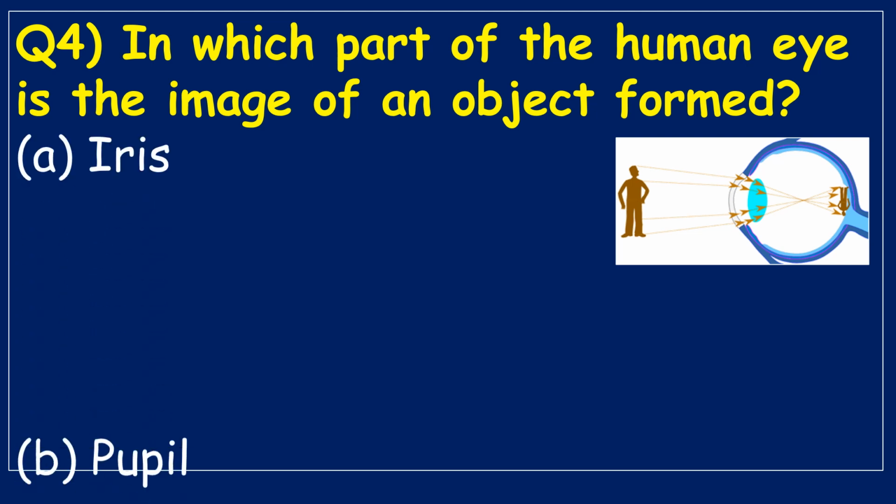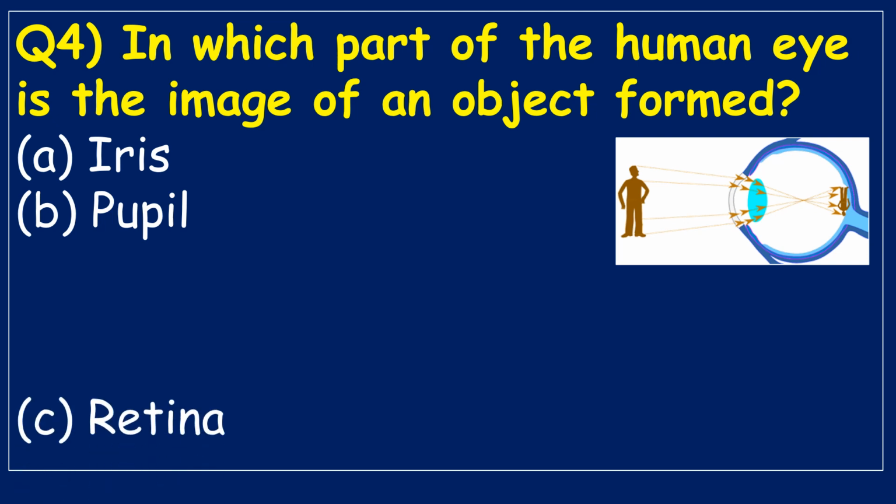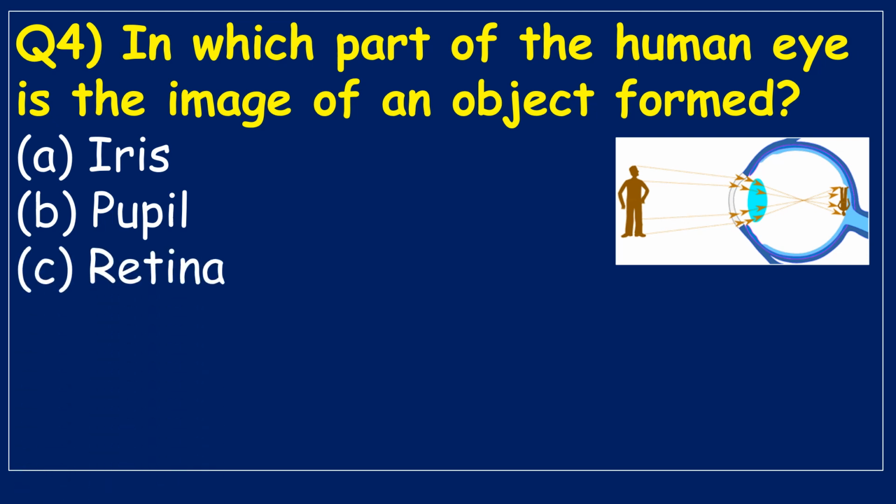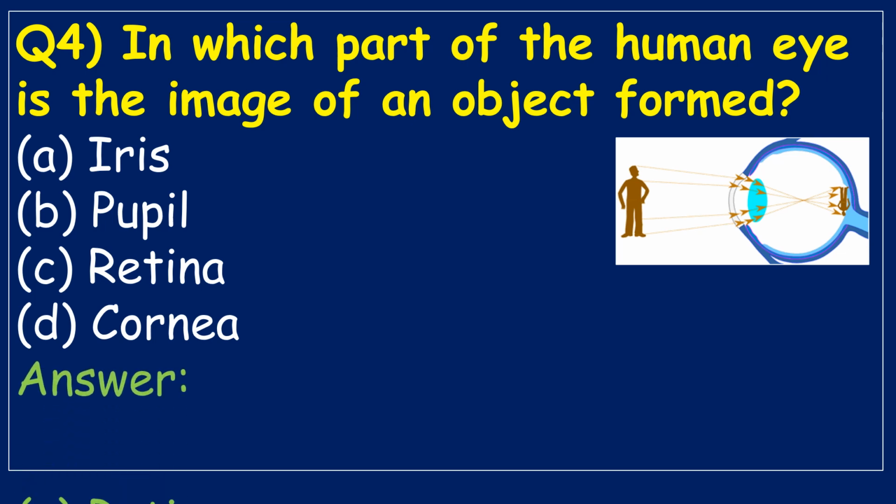Option A, iris. Option B, pupil. Option C, retina. Option D, cornea. In which part of the human eye is the image of an object formed? Your answer is retina. You can see the image of the man is formed inverted at the retina.